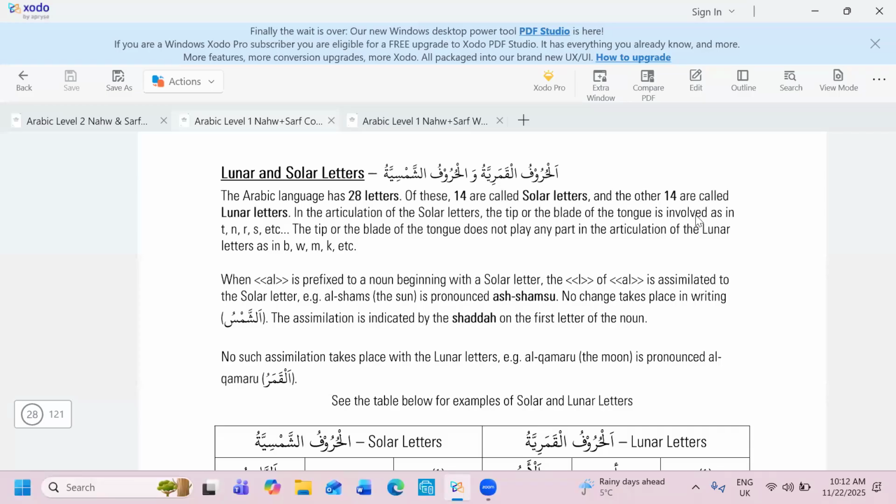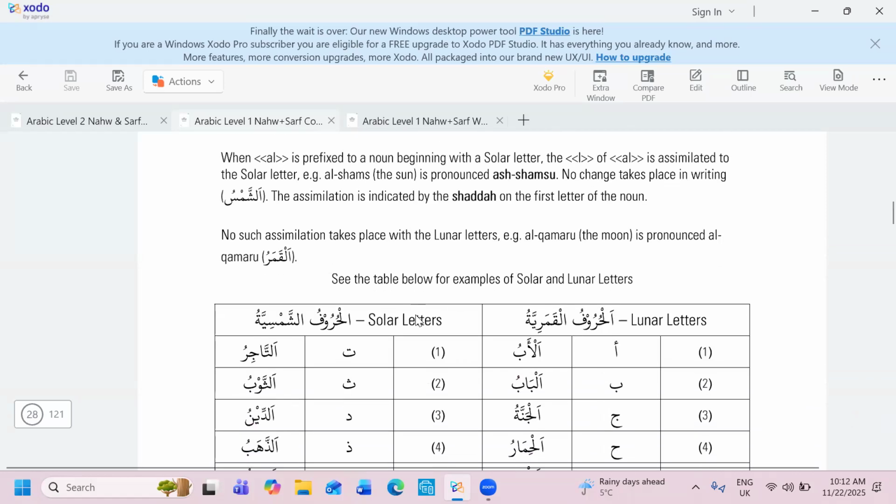So for shamsi letters, the tip or the blade of the tongue is involved. This is a bit of tajweed: the letters which come from the tip and touch the teeth are most likely going to be shamsi letters, though there might be an exception with some letters. Where the tip isn't involved, so the letters of the throat and the letters of the lip, those will be where you pronounce the lam in the al completely. So that's just a tip.